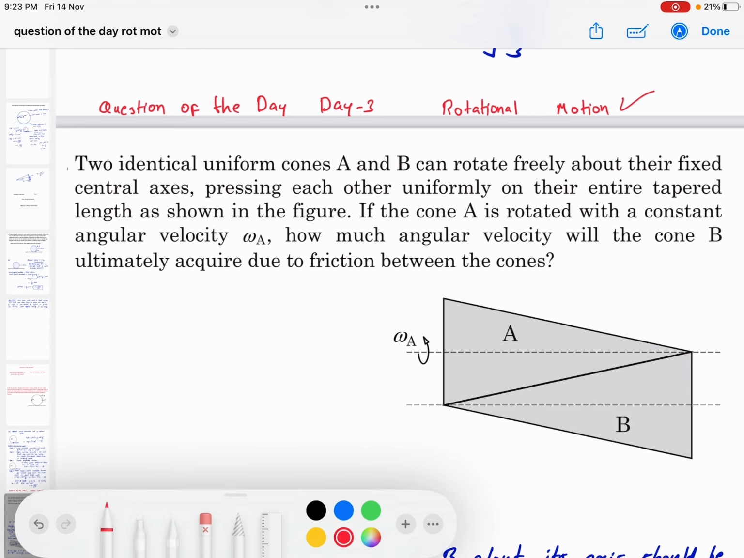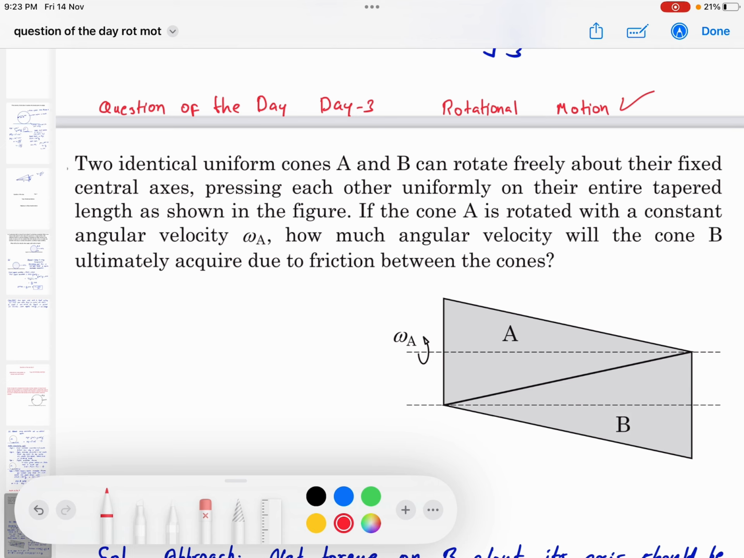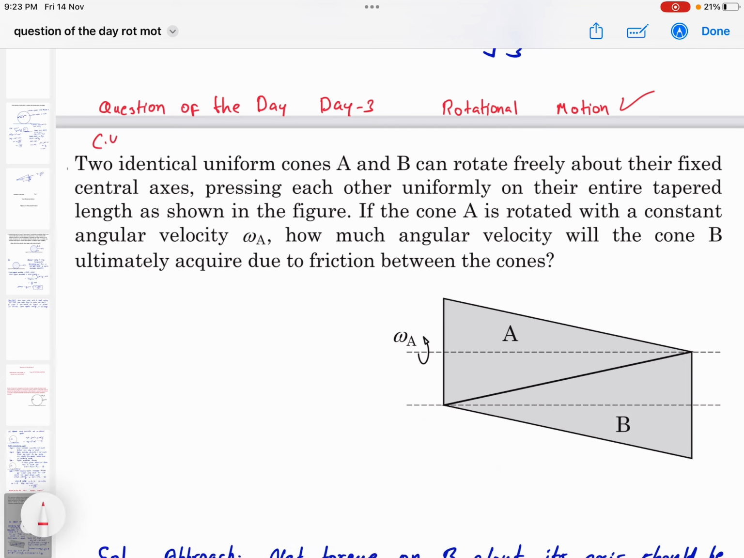The topic is rotational motion and it's a very interesting question. I have taken it from Pathfinder, Check Your Understanding, question number 24. Actually, many students ask this question, and it's a common doubt of many students when they try the Pathfinder book.